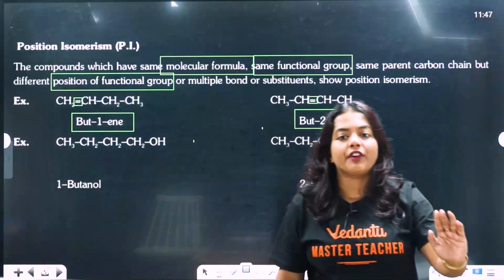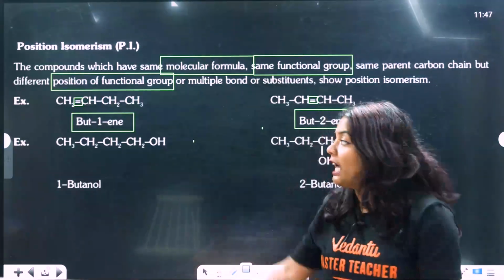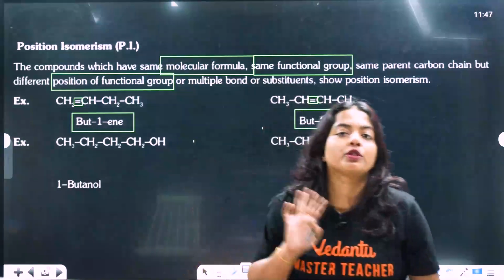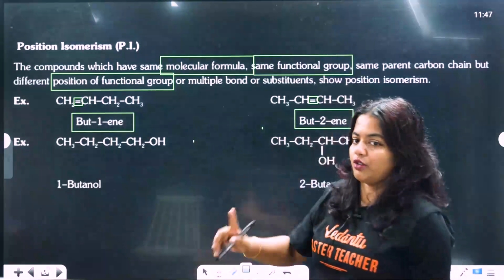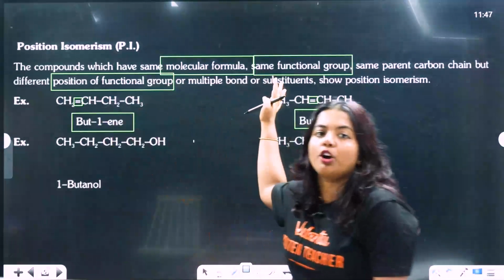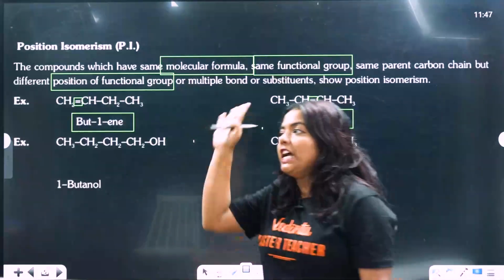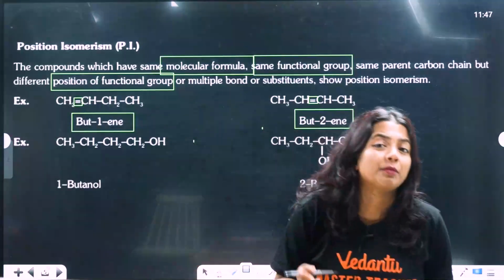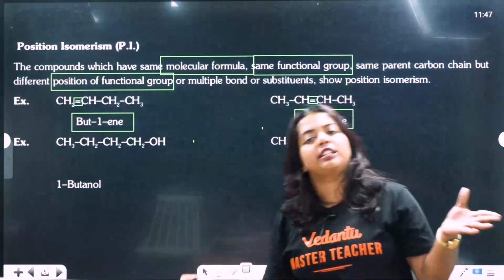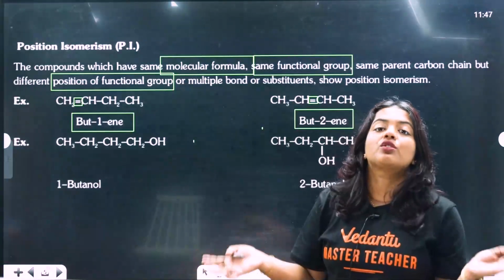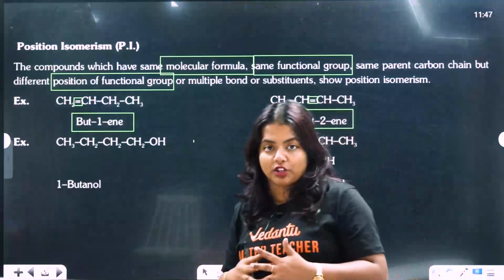They will have the same functional group. Here double bond and here double bond. That is not position isomerism, my dear students. Did I say functional isomerism before? No, position isomerism. If there is a double bond here and a triple bond there, that is not position isomerism. Both will be double bonds, but the position of the double bond will be different. It may be on the first carbon, the third carbon, or the second carbon. Those types of isomerism are called position isomerism.